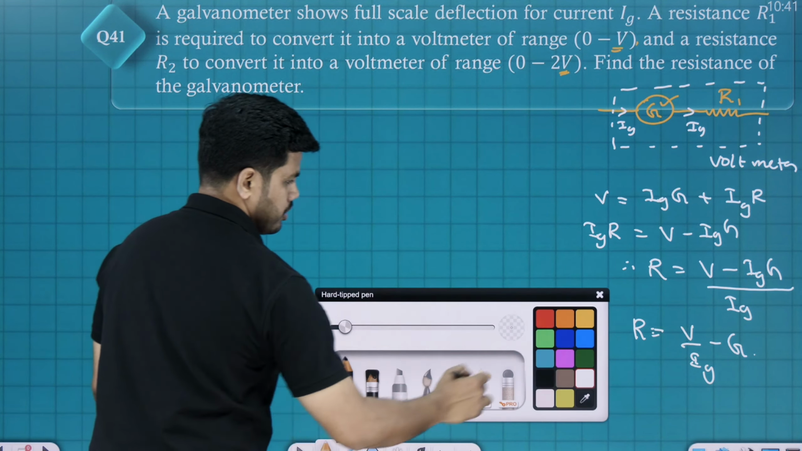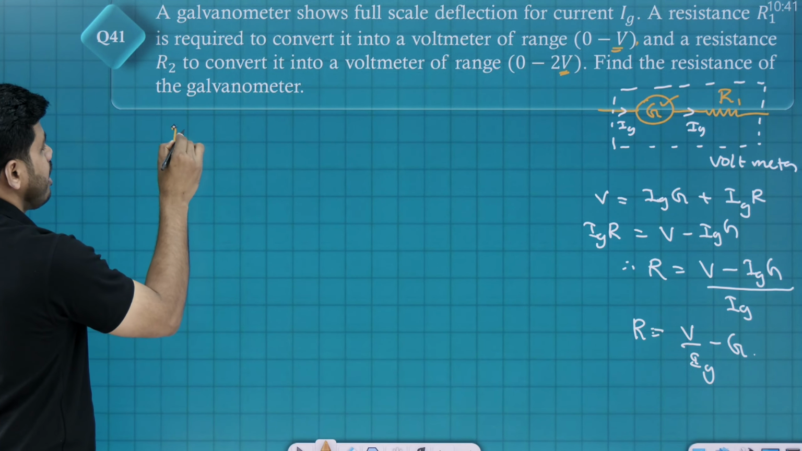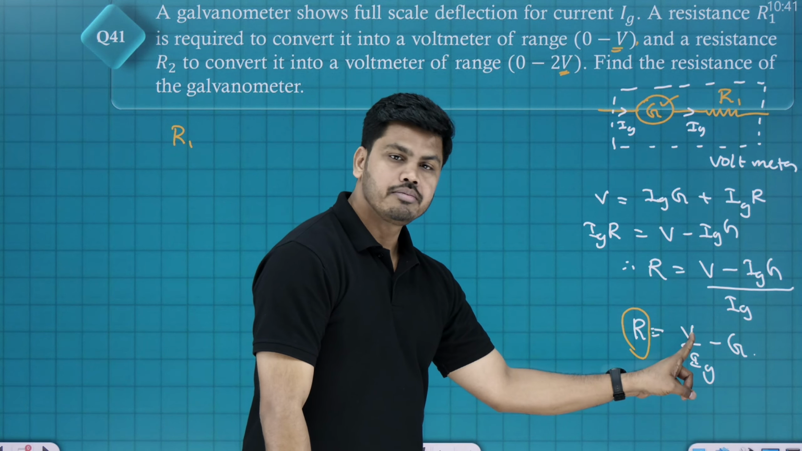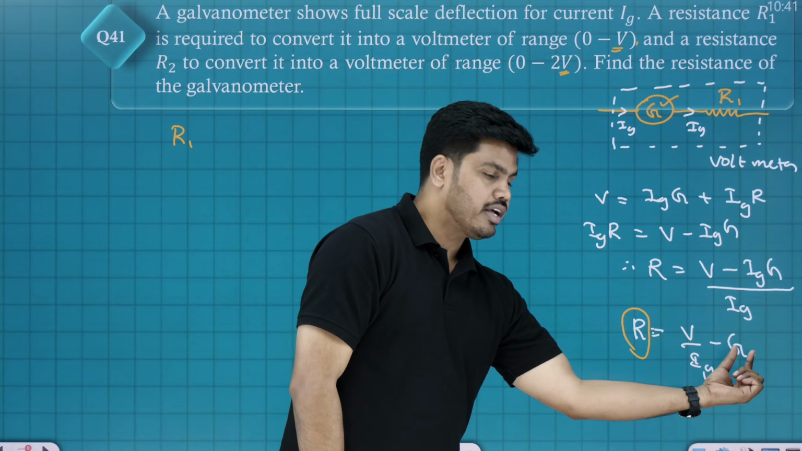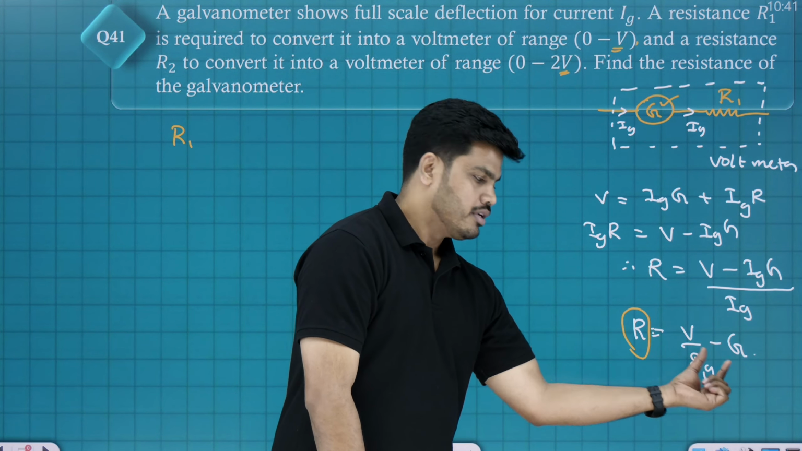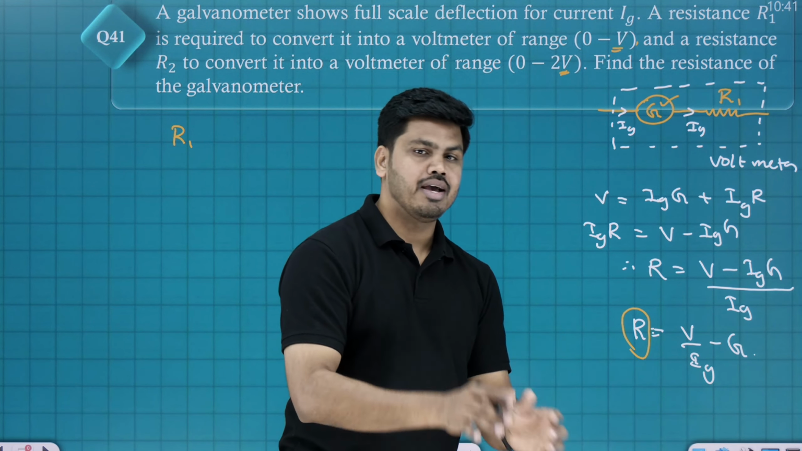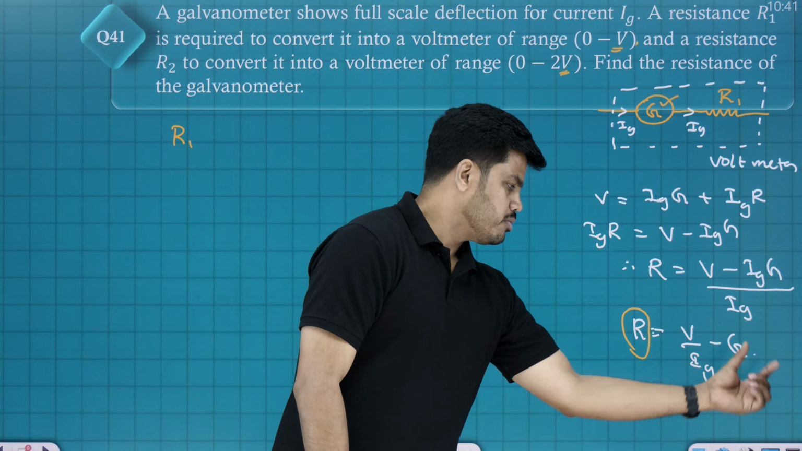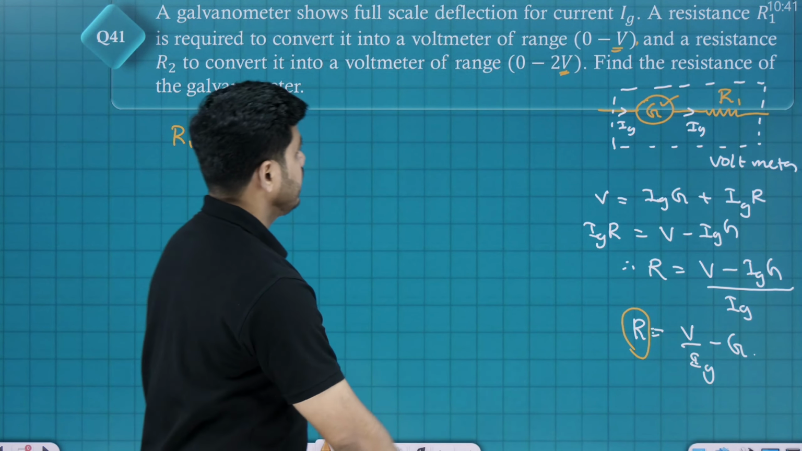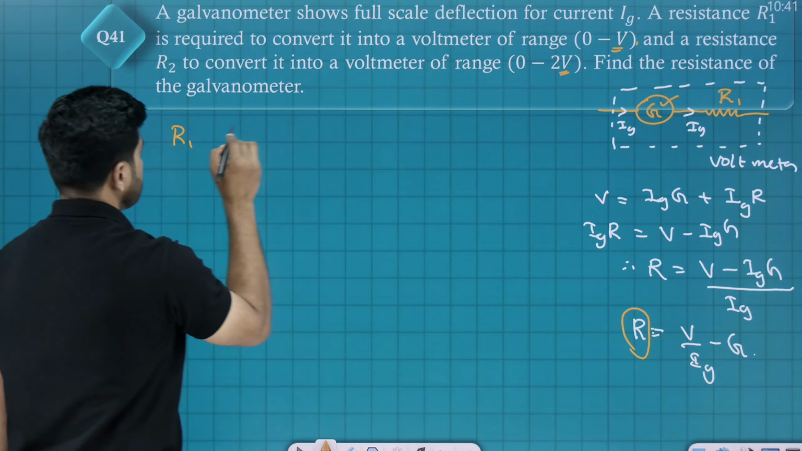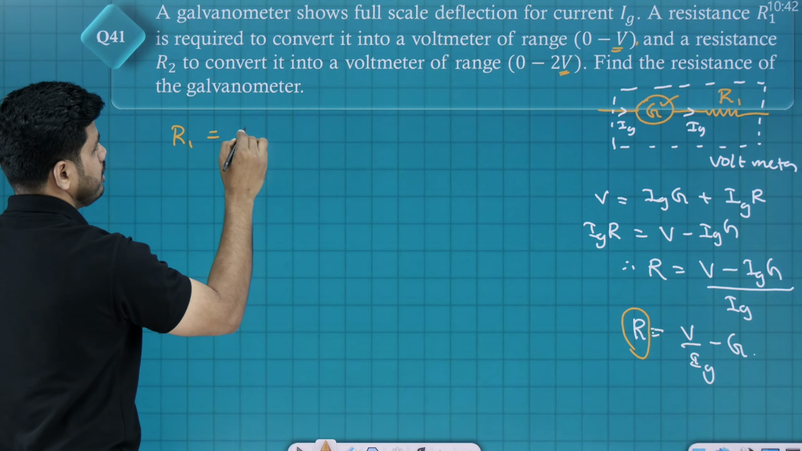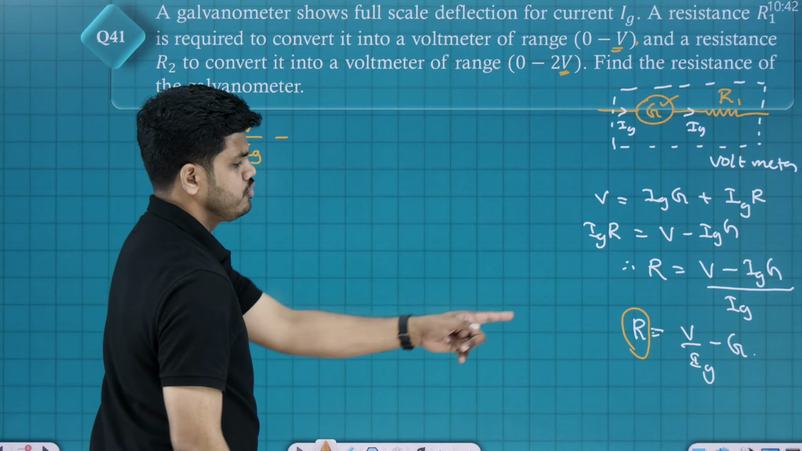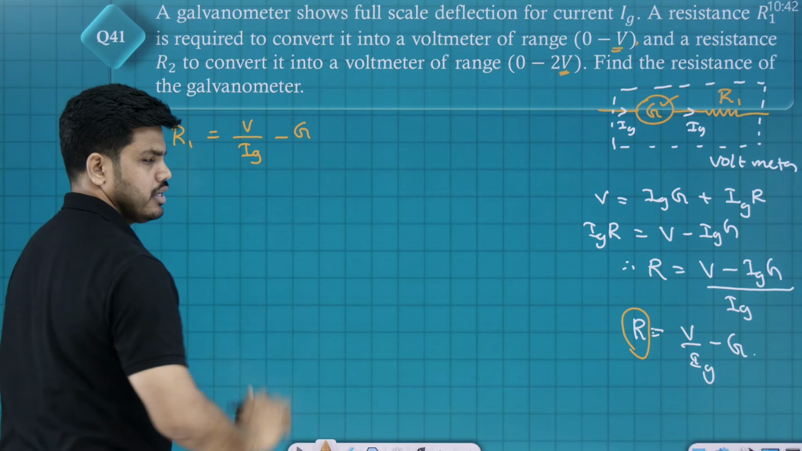So now let us come to the question. When we connected a resistance R1, the range was V. In both the cases, Ig and G remain the same, right? Because it is the same galvanometer. One galvanometer will have only one full scale deflection and one resistance G. So V is the range of the voltmeter, that is given as V here. So R1 is equal to V divided by Ig minus G. This is the first case, equation number 1.